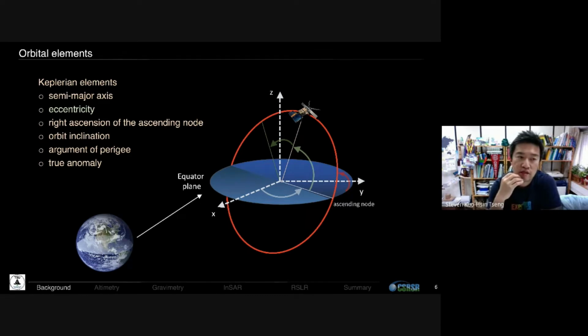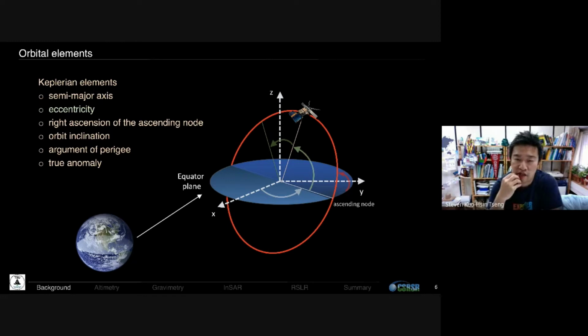And the third one is right ascension of the ascending node, which basically describes the orbital plane orientation in the universe. So if it's a sun-synchronous orbit, this right ascension of the ascending node is going to change about 1 degree per day. So it basically describes the relative orientation of this plane in the solar system also.